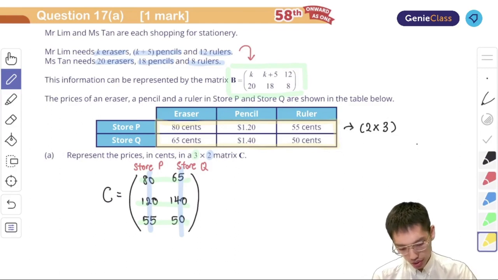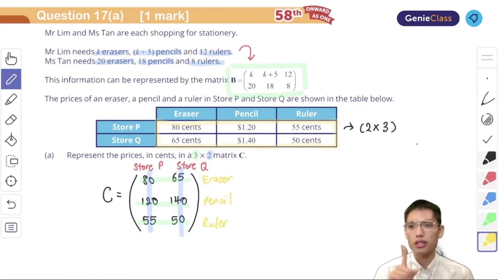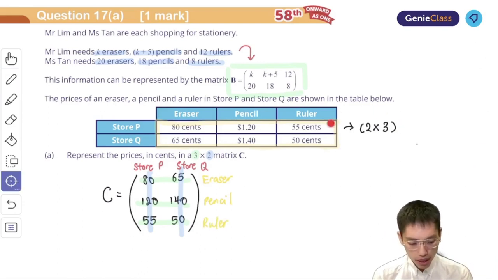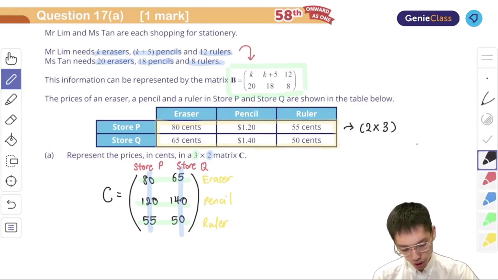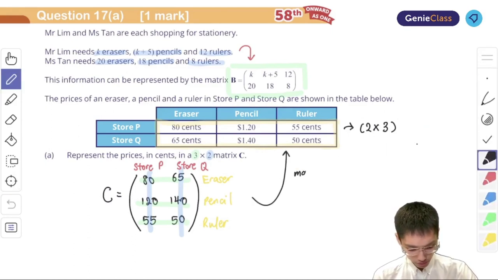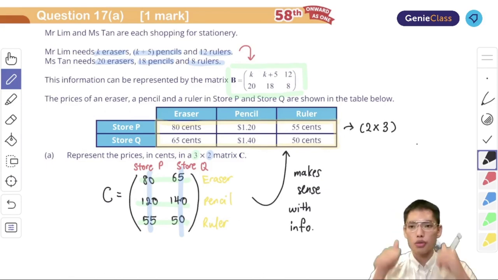So let me just write it out. It is going to be pen, eraser, pencil, and ruler. Okay, representation, first step. Easiest, they will ask you to copy and paste based on the dimension, but sometimes they will not. So make sure as you write your matrix, it makes sense with the information. Very important. That's one thing to take note of besides just filling in the matrix.